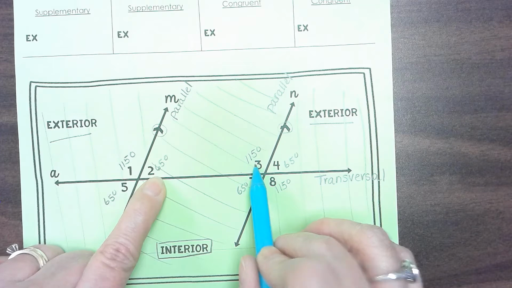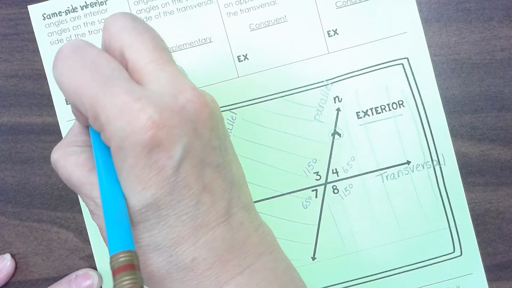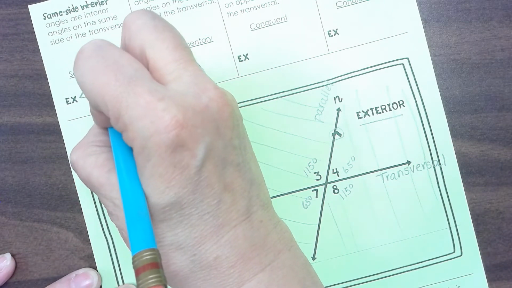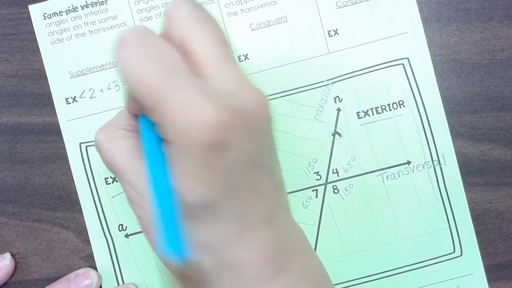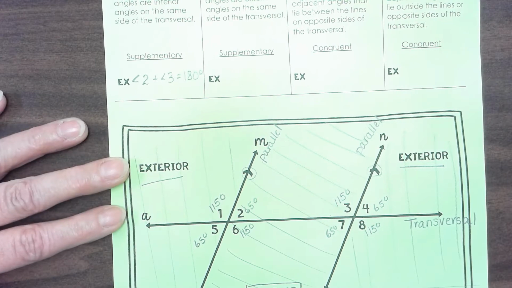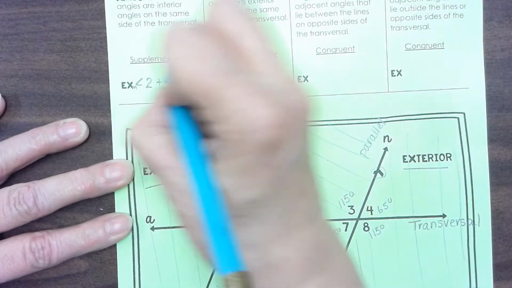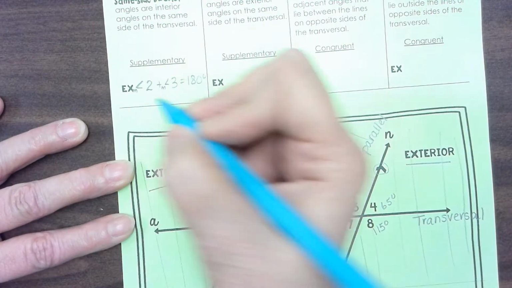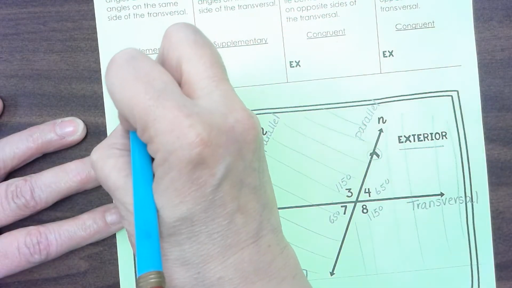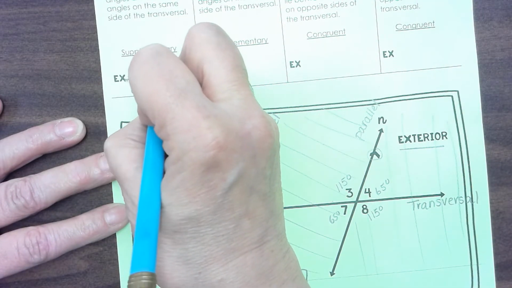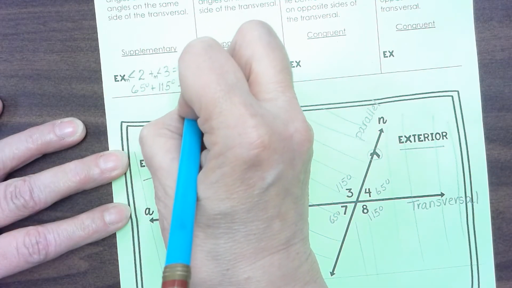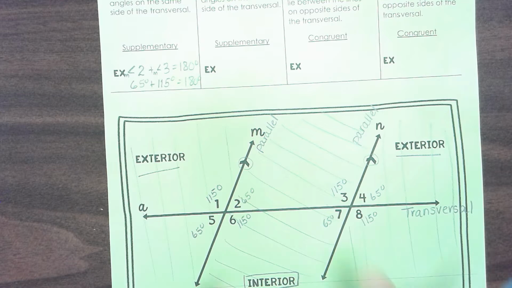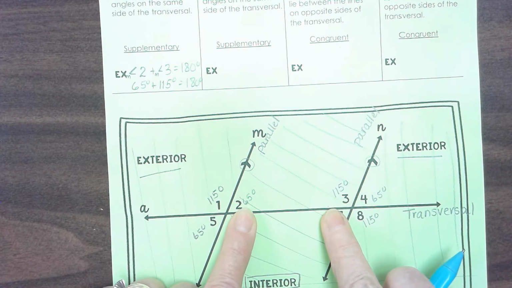I have angle 2 and angle 3 as an example. So angle 2 plus angle 3, and these would be measures. I just don't have room to write that M in there. The measure of angle 2 plus the measure of angle 3. Okay, so we'll substitute those in. So we have 65 degrees plus 115 degrees equals 180 degrees. Notice they're on the same side of the transversal, inside.